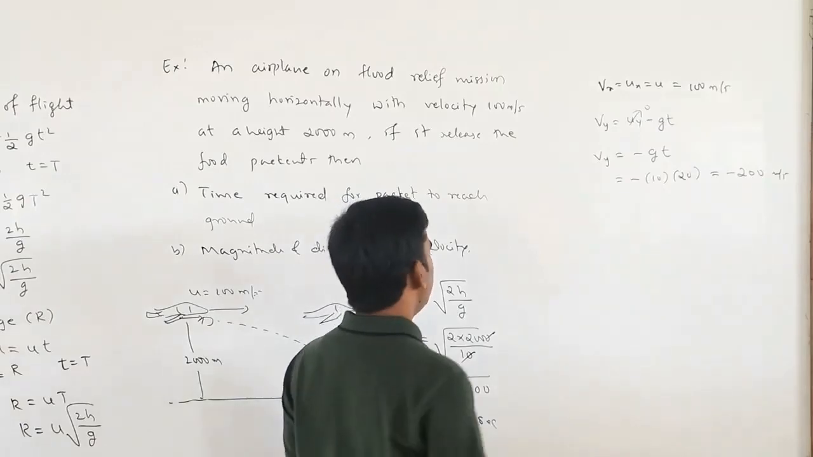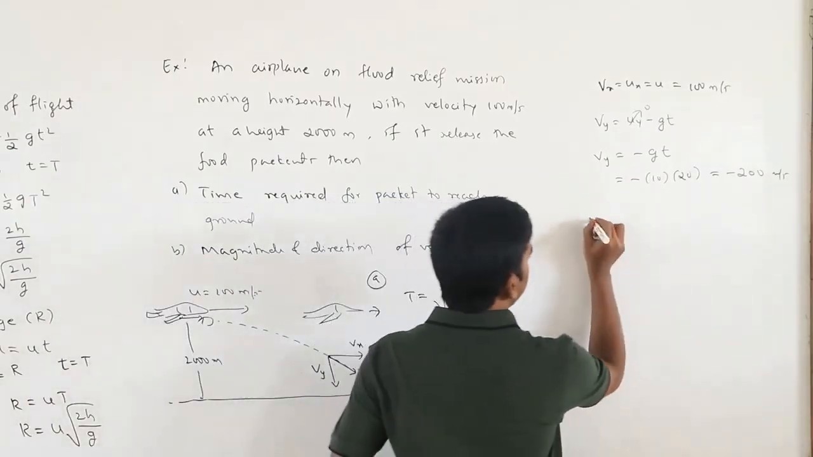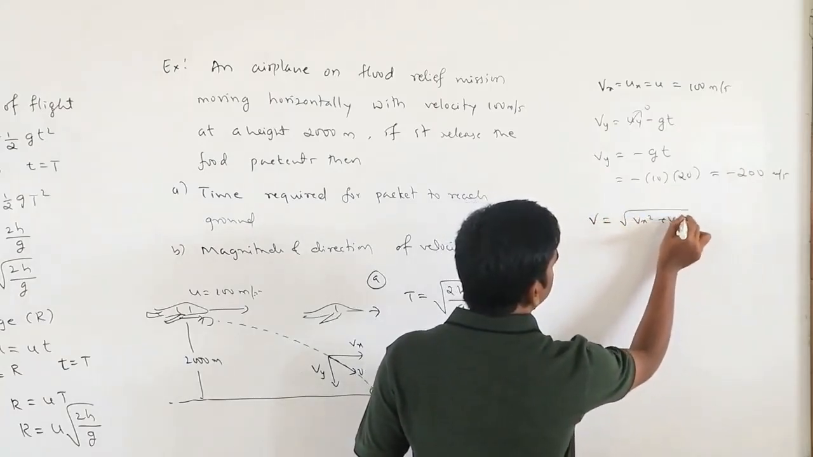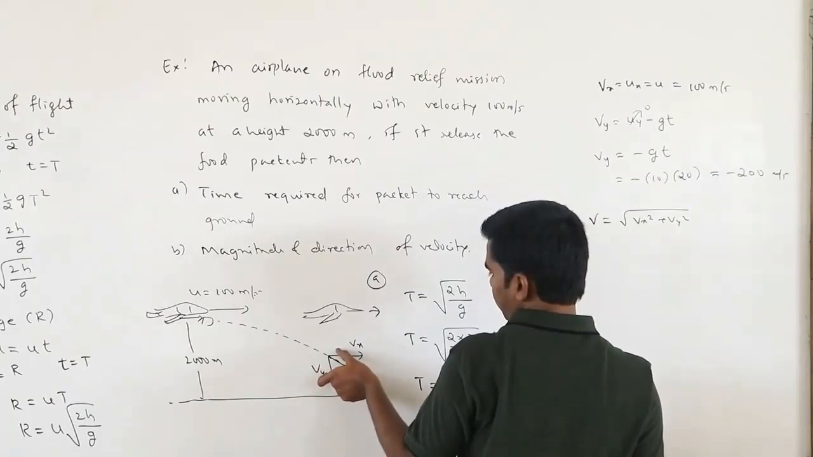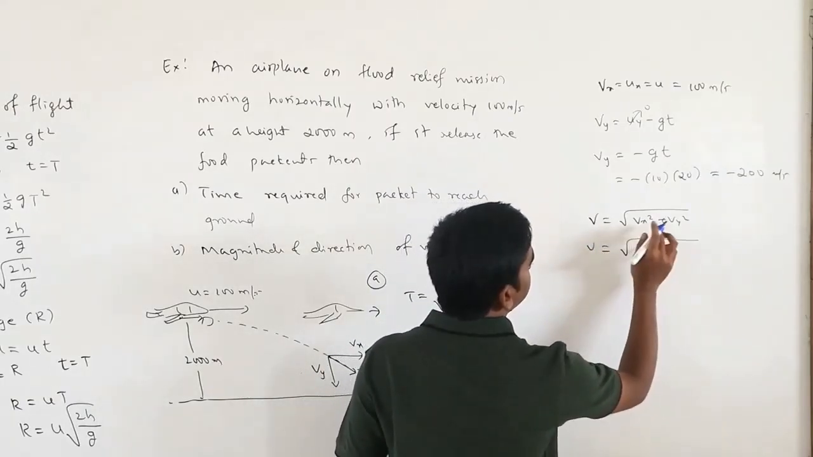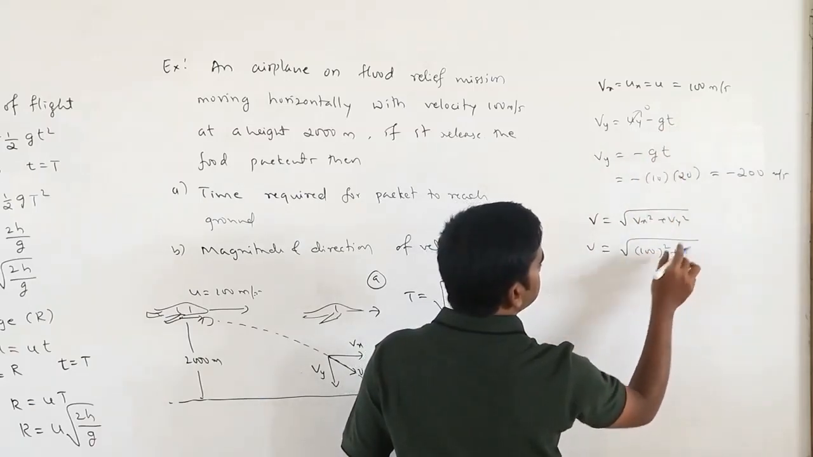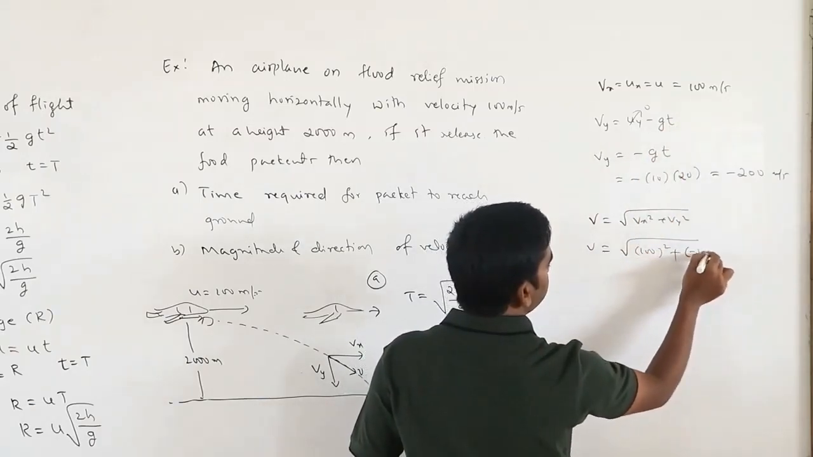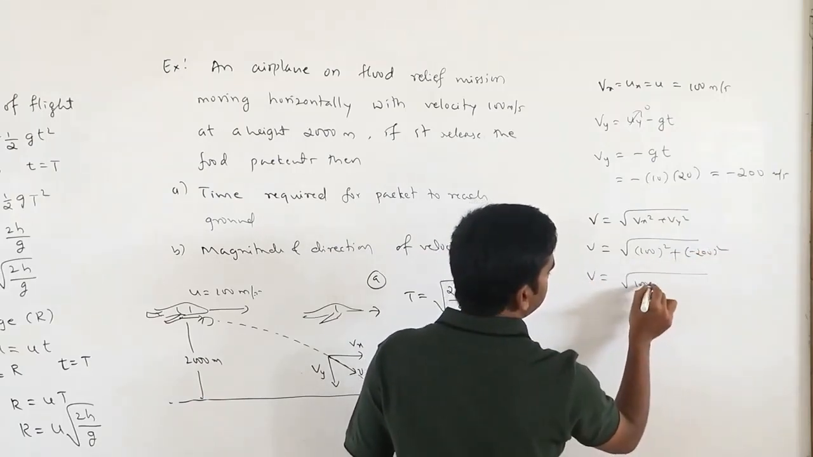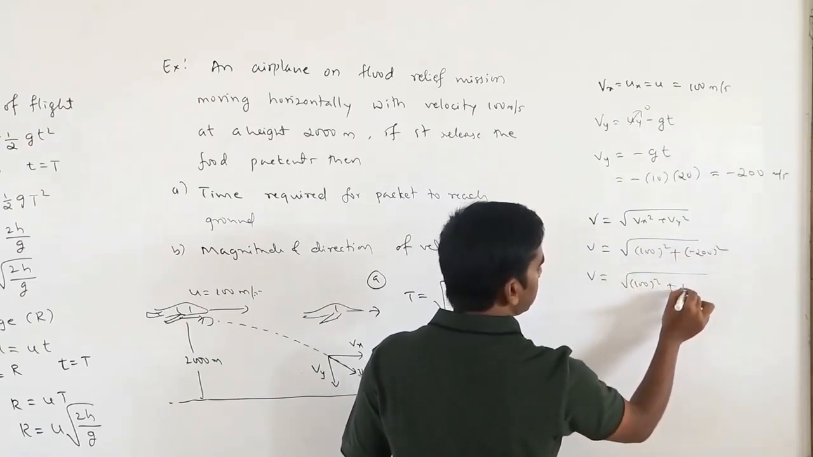That's all. So you want to find the resultant velocity. Velocity you can simply write as square root of Vx square plus Vy square, because both are perpendicular to each other. So this will become root of Vx is 100, this square, plus Vy is minus 200, this square. So V equals root of 100 square as it is, plus I will write 2 the square is 4.